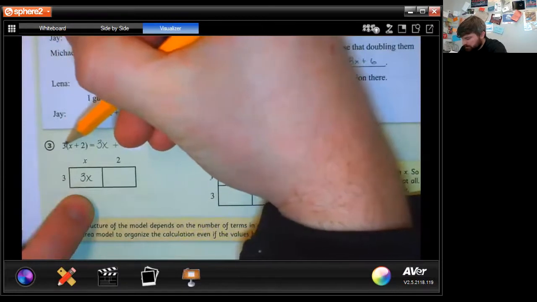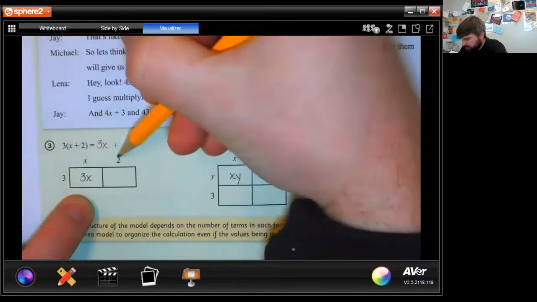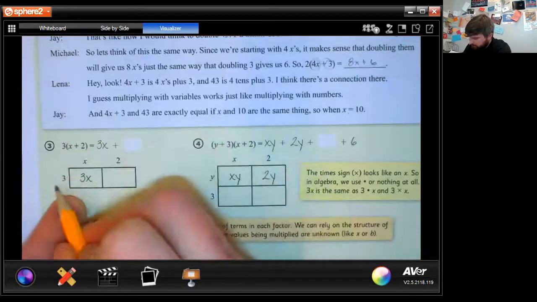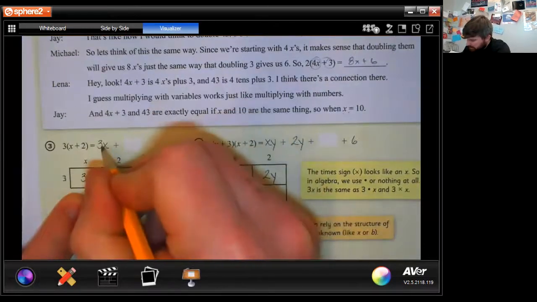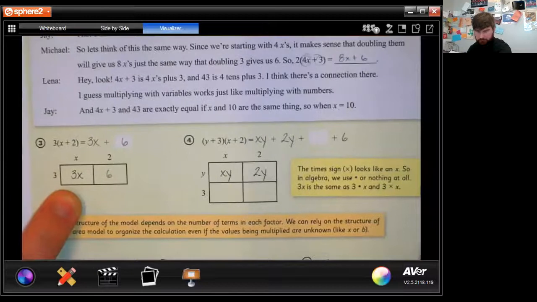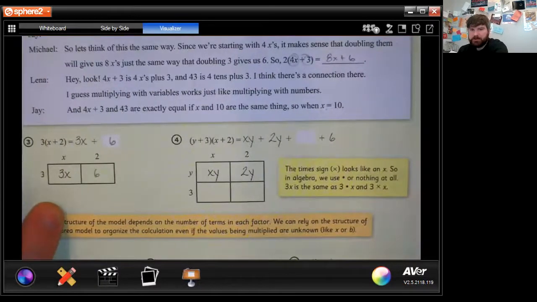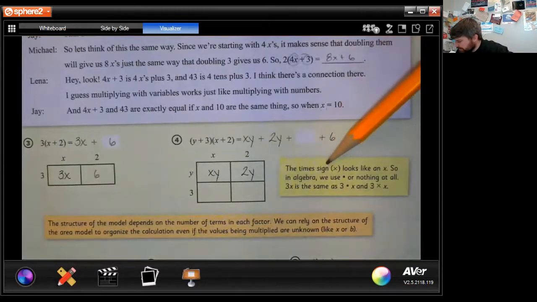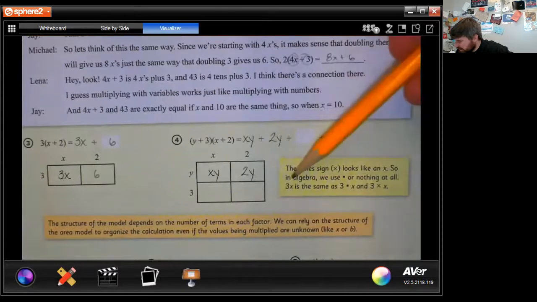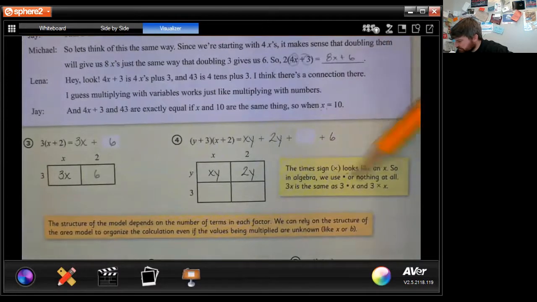So 3 times x plus 2. So you have x plus 2, and you multiply by 3. So you have 3 times x is 3x. 3 times 2 is 6. So you get 3x plus 6. Excuse me. Now, the times sign X looks like an X. So in algebra, we use this dot or nothing at all. 3x is the same as 3 times x. So you got two different ways. We use the dot or just nothing.